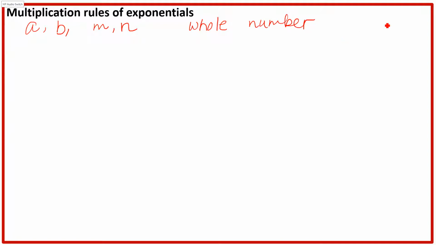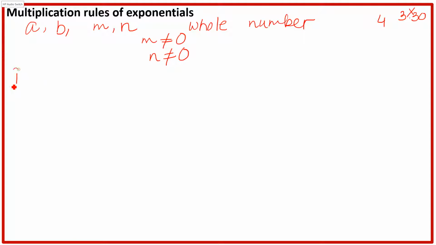Whole numbers means, for example, 4 is a whole number, and 3 is a whole number, which does not have a decimal or fraction. If I say 3.30, this is not a whole number. So A, B, M and N are whole numbers, and M is not equal to 0, N is not equal to 0.